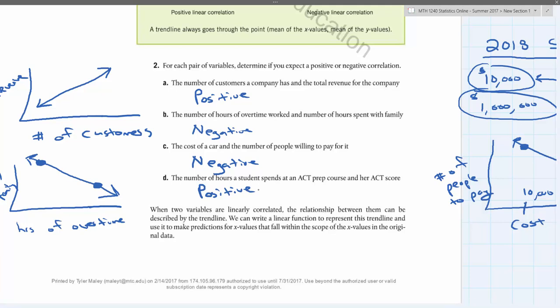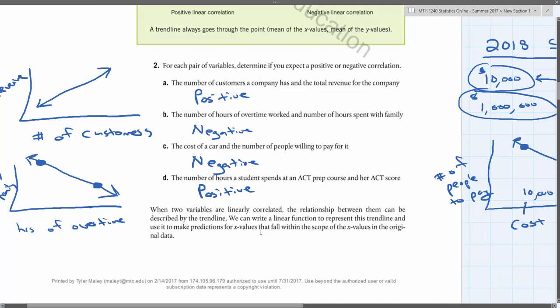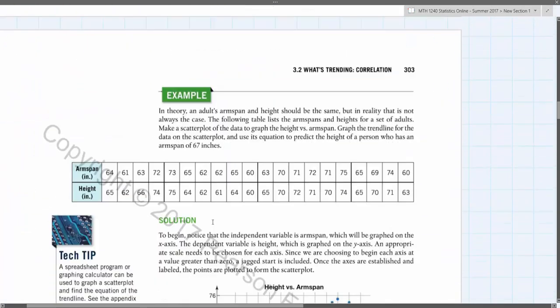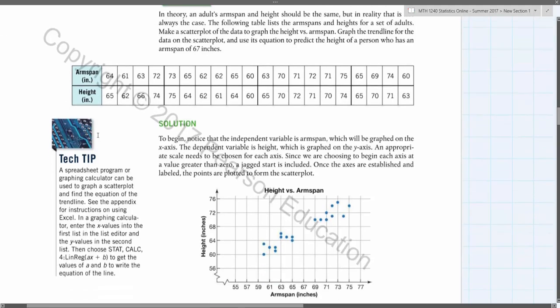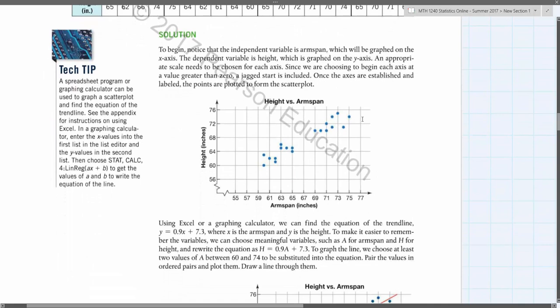So you can see here that when two variables are linearly correlated, the relationship between them can be described by a trend line. That's something we're going to explore next. There's an example here that you can read over that puts this into context. We have this data of arm span and height, and when we plot it, you can see you get this graph, and it looks like it has a linear trend. It's as x increases, y goes up, so it's a positive linear correlation.